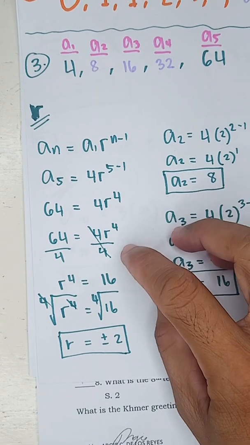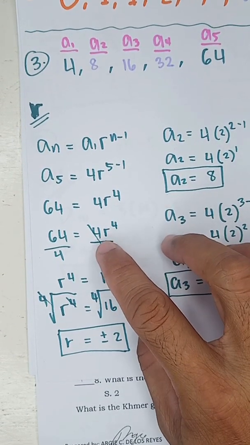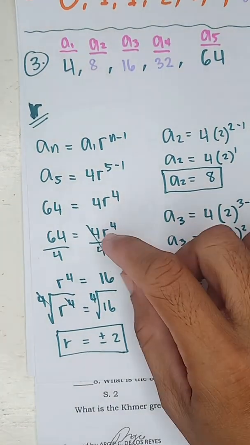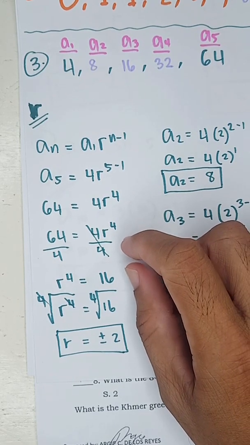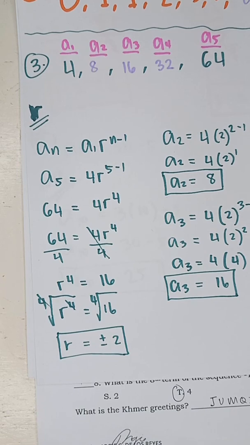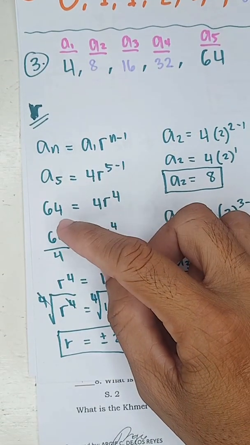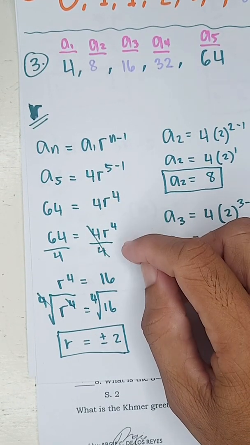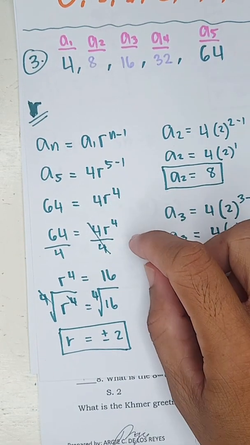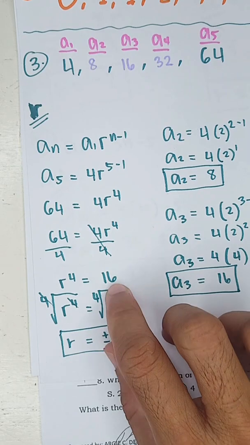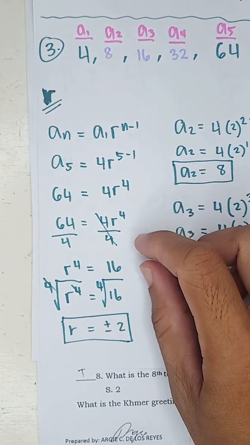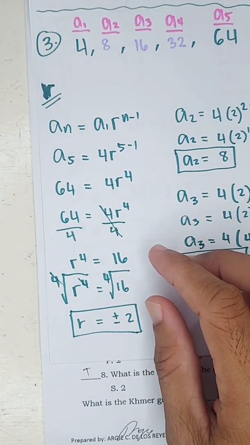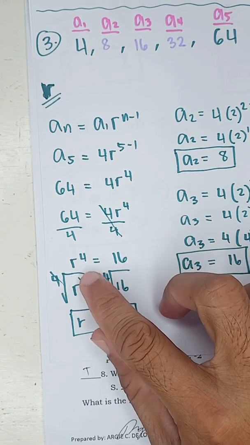And then to get the value of r, dapat ma-exclude yung nakadikit sa r na 4 na coefficient, diba? To do that, you need to apply some properties of equalities, diba? Yan yung multiplication property of equality. We multiply both sides by 1/4. So 64 over 4, yung sa kabilang side naman is 4r raised to 4. And then we cancel 4 over 4. Yung natira na lang ay r raised to 4 is equal to 16, kasi 64 divided by 4 is 16. Okay, you can interchange the order or the signs. Pwede rin naman yun. Okay, so that's r raised to 4 is equal to 16.